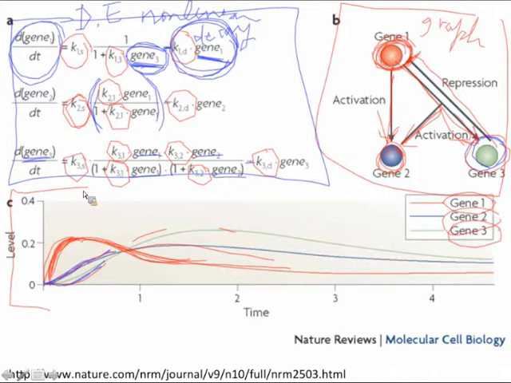Note that we will often use the term parameters for these constants. So these constants, K, I, J, these are constants, and we call them parameters. And then in terms of the genes, those are variables.